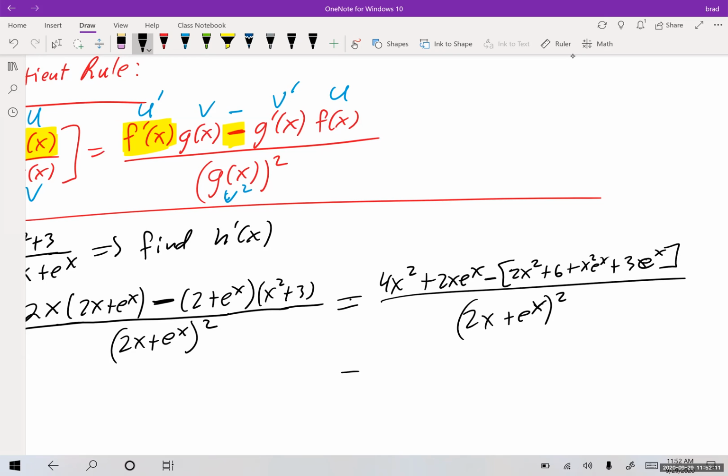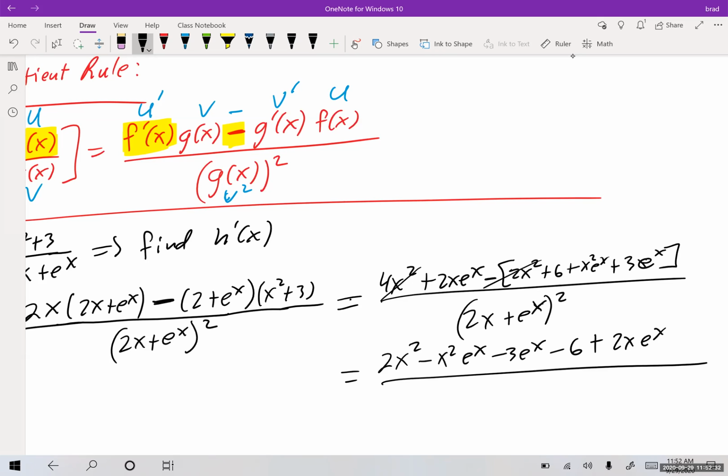Now, I don't know how much this is actually going to help, but I can see that this minus and this will cancel, and this will become 2x squared. And then let's see here, we have minus x squared e^x minus 3e^x minus 6 plus 2x e^x all over (2x plus e^x) quantity squared. So really not much cleanup by foiling it out. It probably almost wasn't worth the effort. We can't factor an e to the x out. We can't factor an x out. We can't factor a 2 out. We can't factor a 3 out. So there's really not much left we can do.